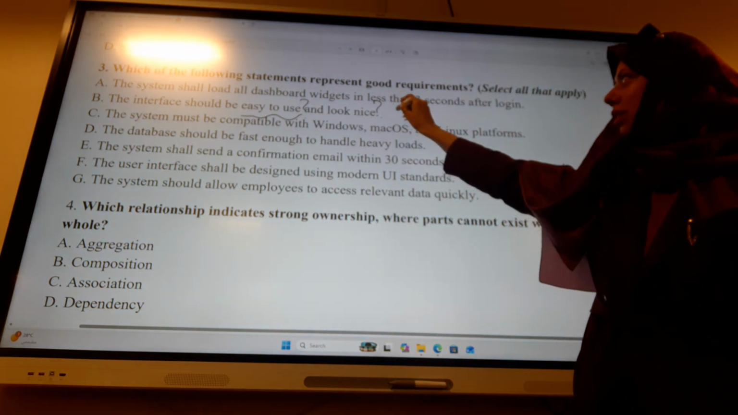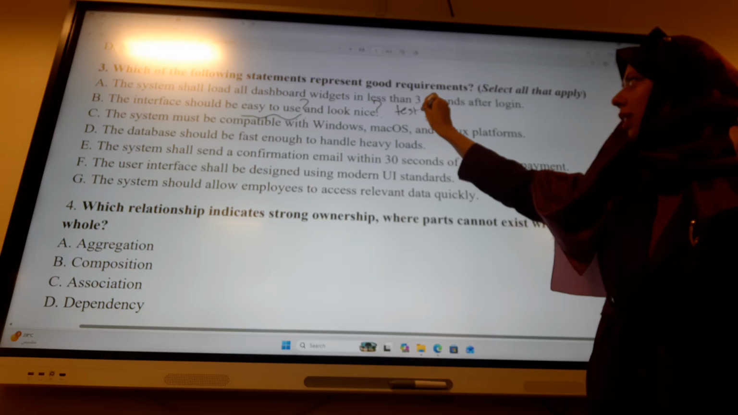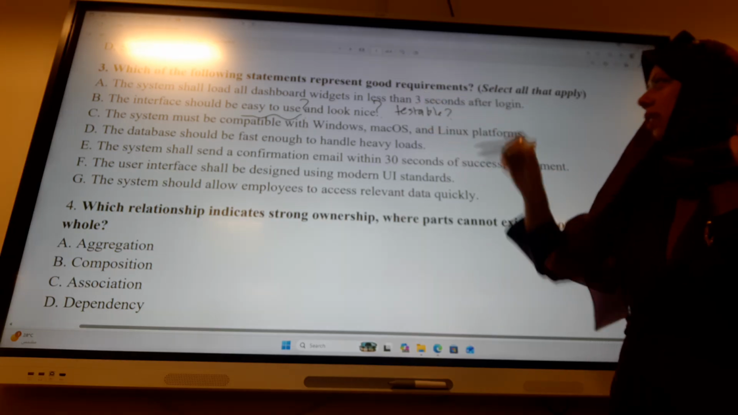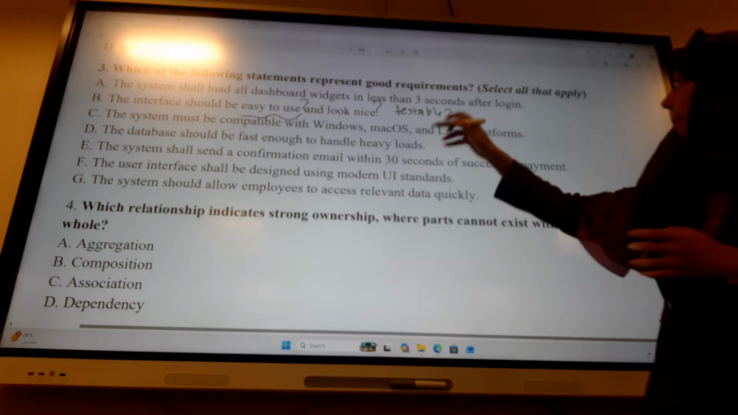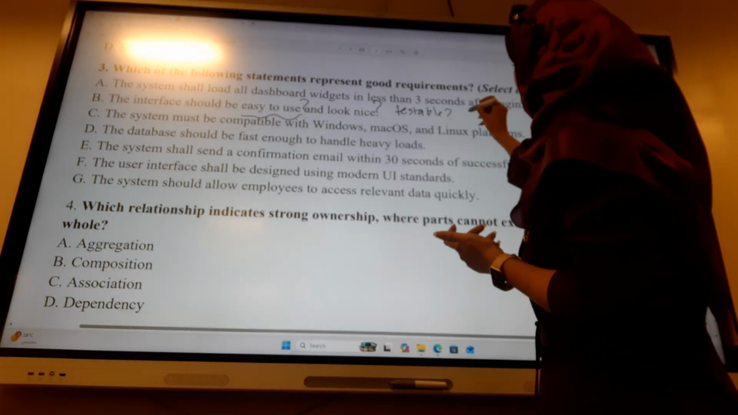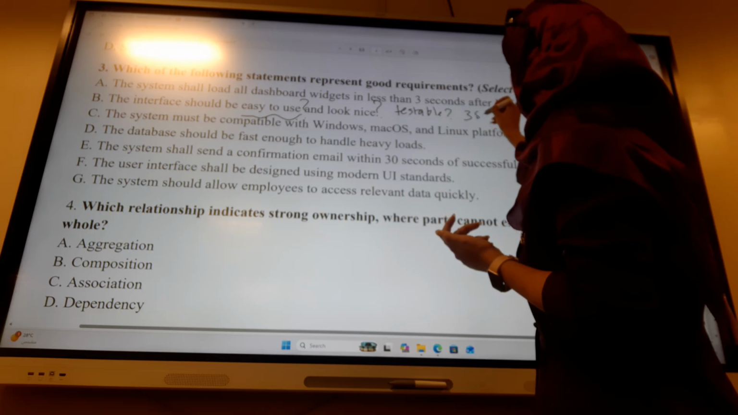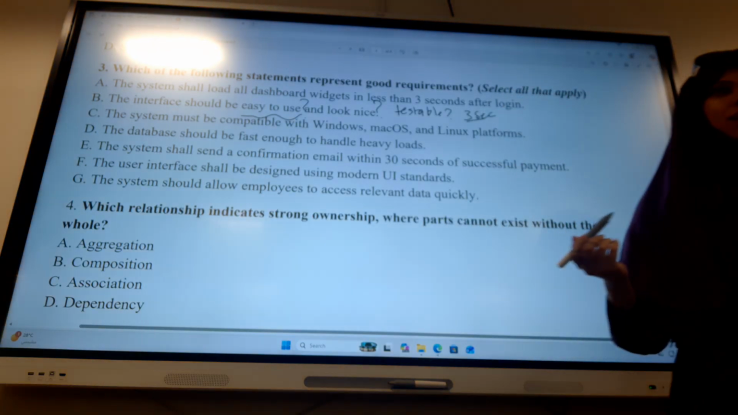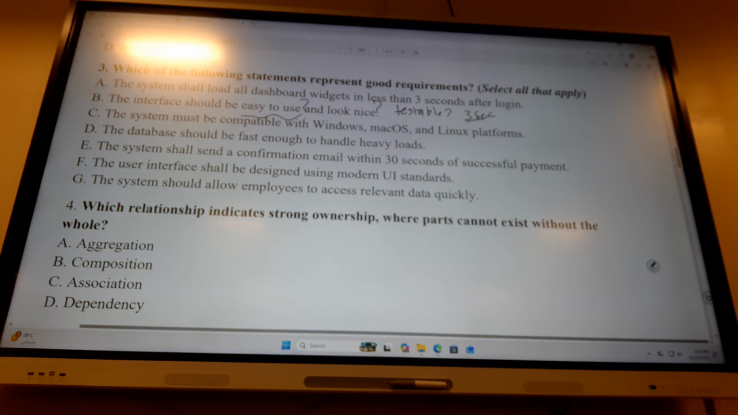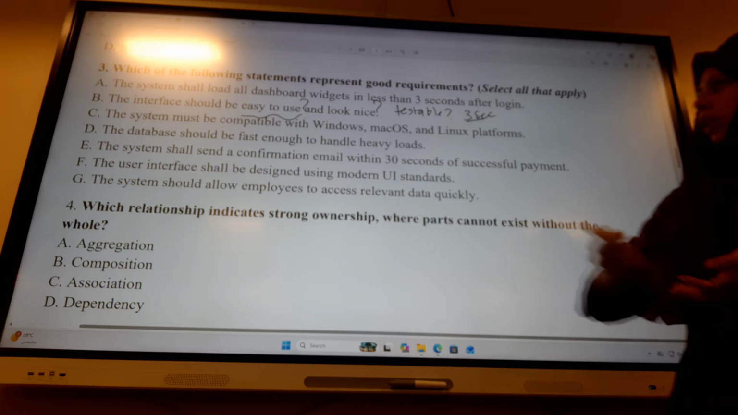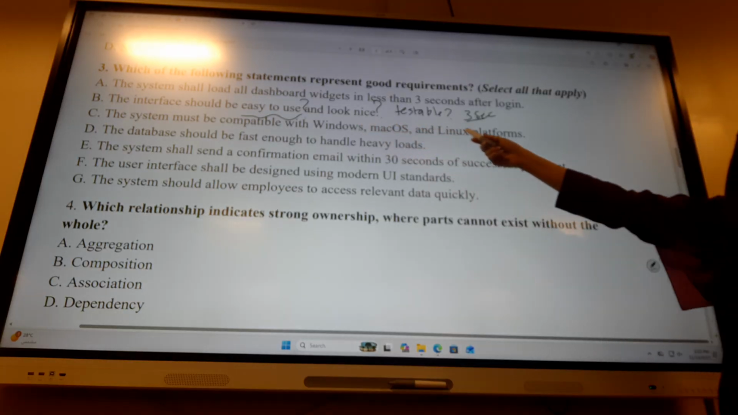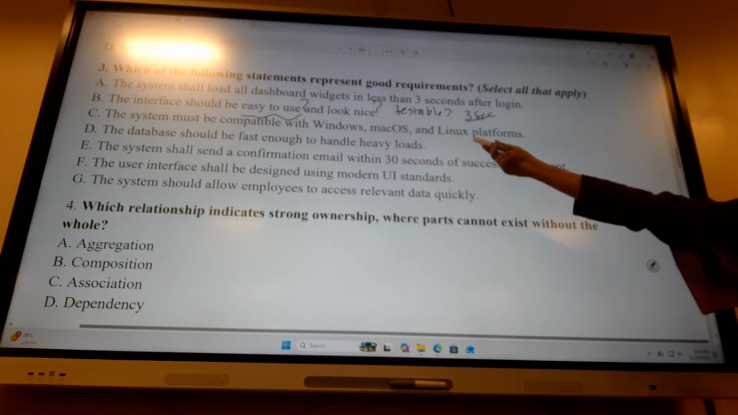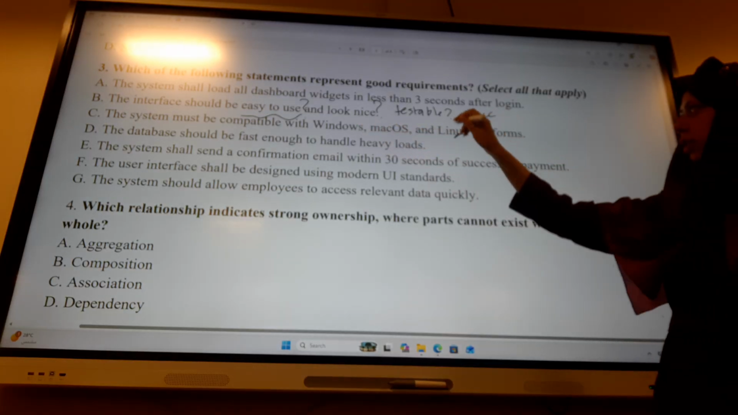Test. How would you test it? How would you test? When we say this is as fast, like when you have it rendered within 3 seconds, now you can test. If it exceeds 3 seconds, it's failing, right? Alright, so system must be compatible with the Windows, Macintosh, Linux, specific, clear. Yes. So this is good.